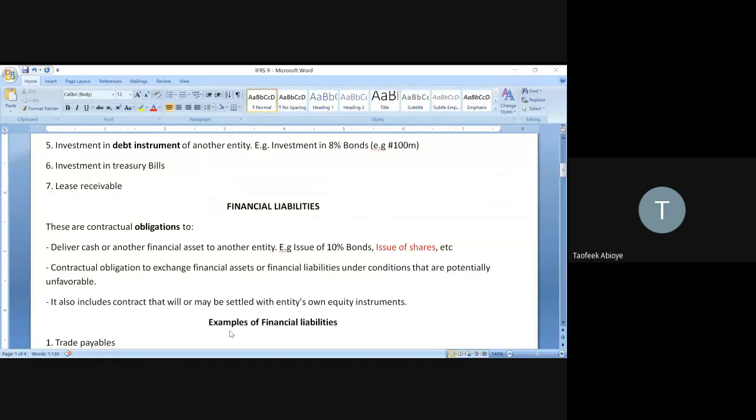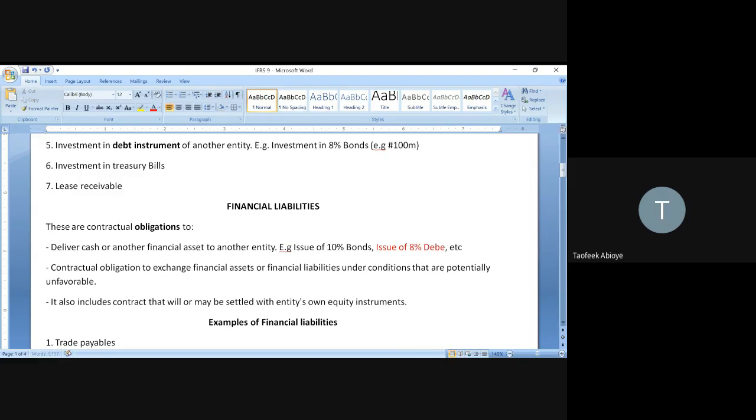Contractual obligation to exchange financial assets or financial liability. Why do you put issue of shares under it there? Remove it now. Why do we put it in that definition? Let me remove it later so that during your revision, we're not going to put it there. Let me remove it.